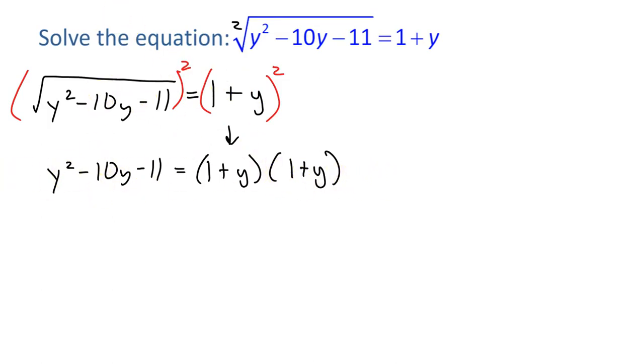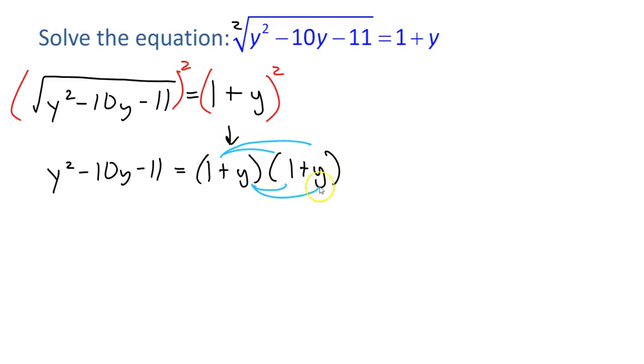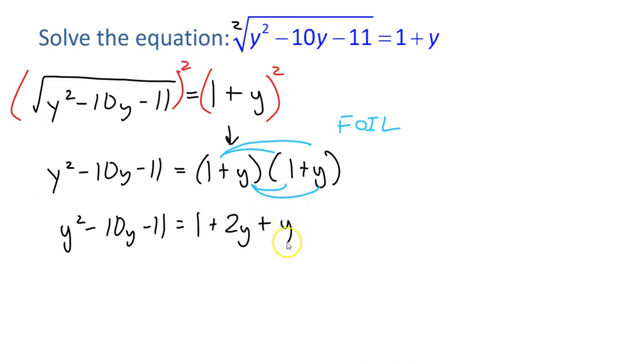Looking it over, we don't have any more radicals, so now we're going to start simplifying everything. I'm going to FOIL this right here. When I do that, I end up with y squared minus 10y minus 11 equals, well, 1 times 1 is 1, and then I'm going to have plus 2y and then plus y squared.